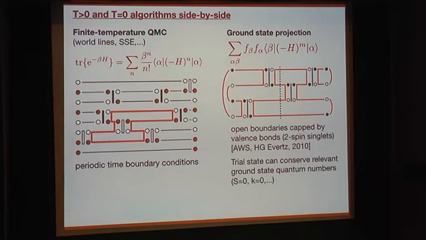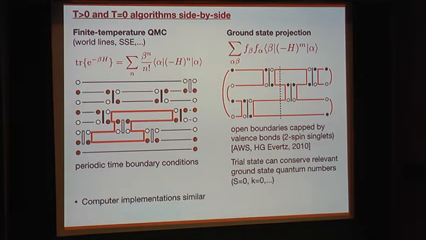If I compare side by side what we have done, finite temperature SSE, where we have this kind of picture, and ground state projection, which initially looks like quite a different starting point, if we use this relationship between the spin and bond basis, again the pictures look quite similar.